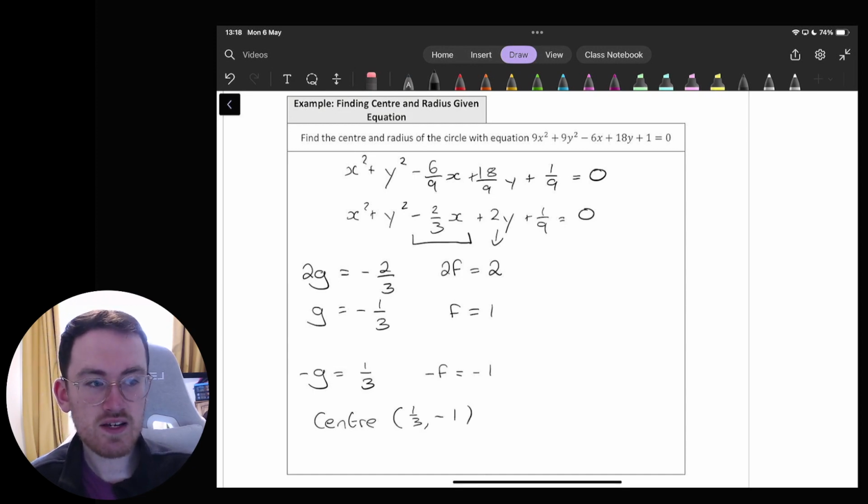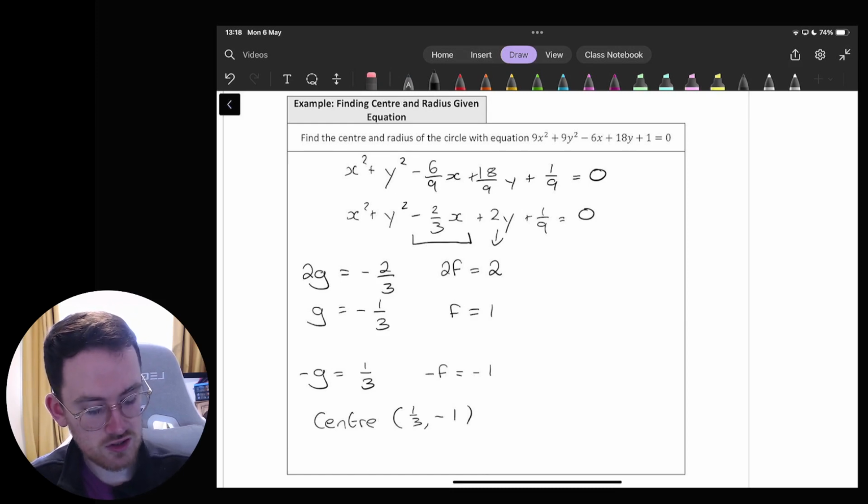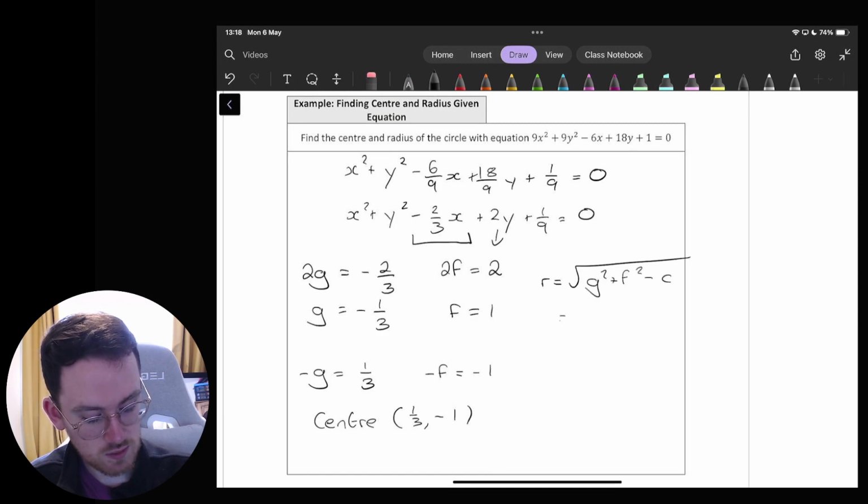Okay, it's very important here for these questions that we are able to take the center and the radius out of this equation of the circle, because that comes up in quite a lot of these questions. The last thing we need to do then is just to find the radius. So my radius is the square root of g squared plus f squared minus c. So I suppose that's why we tend to find g and f first.